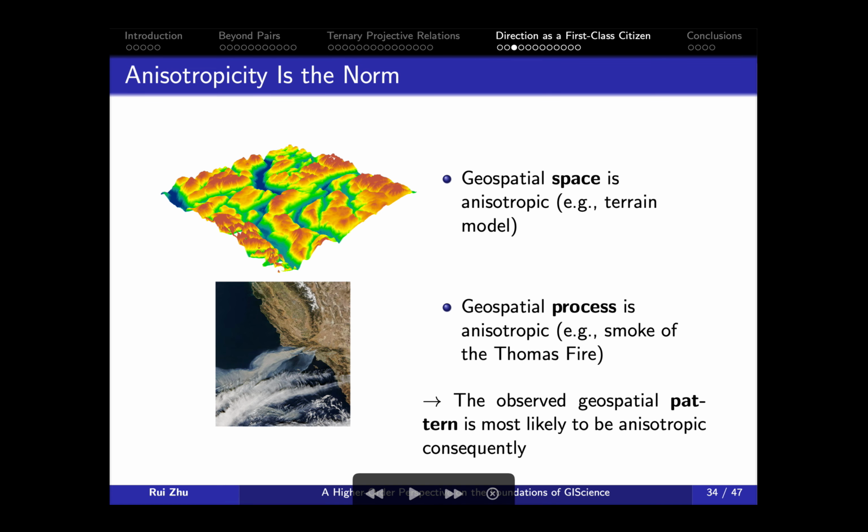Here, we believe that anisotropicity is the norm rather than an exception. As shown here, our geographic space, like the terrain model, is often anisotropic, and the geospatial processes, like the smoke propagation of atmosphere, are also anisotropic. Then, the geospatial patterns, which are the observations of the geospatial processes working on the geospatial space, are more likely to be anisotropic as well.